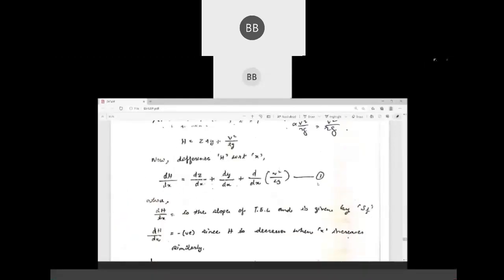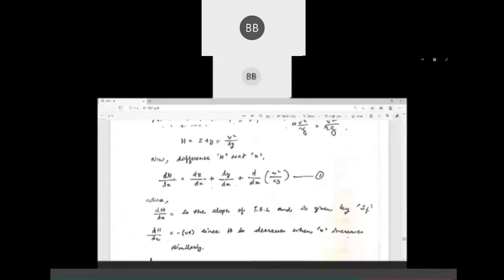Now we are going to substitute these values here in equation number 1. Okay? dH by dx we are going to substitute Sf, and we are going to take it as negative, so it will be minus Sf. Okay, and dz by dx is also minus Sb. So we substitute here minus Sf is equal to minus Sb, and other terms will remain the same. Okay, dy by dx plus d by dx of V square by 2g.